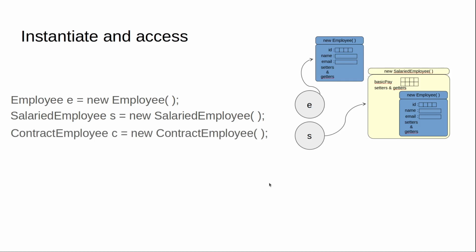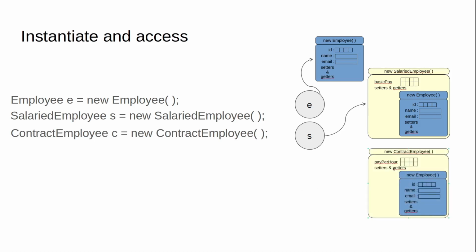Again, I am creating another object of contract employee, C equals new contract employee. As the result of executing this line, an instance of contract employee will be created in the memory. It is going to have a pay per hour member variable of its own plus setters, getters, and another instance of its superclass, that is an employee object, again referred with the reference variable C. This is the way objects are created in the memory.